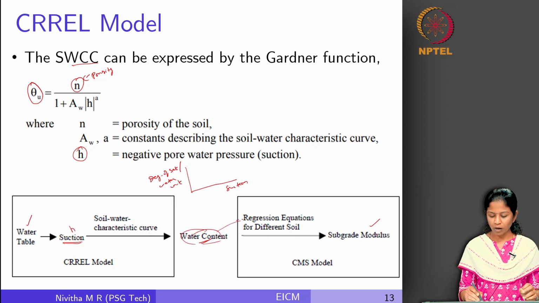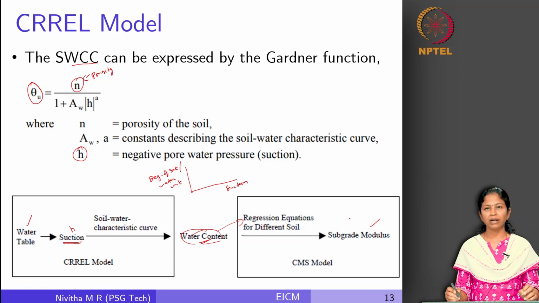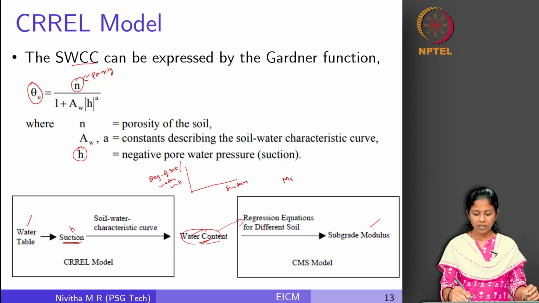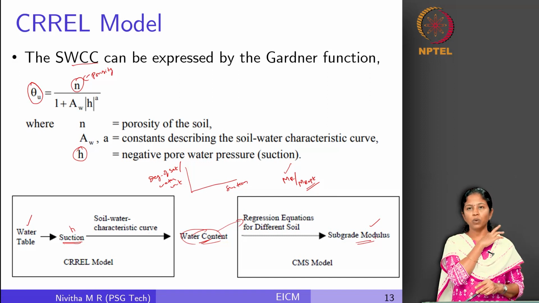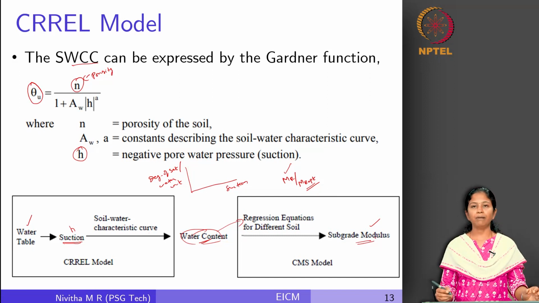Now, once we know the water content, we use it in different regression equations. One regression equation is what we saw in the previous lecture between MR and MR optimum, right. So, once we have MR optimum and know the water content in the soil, we will be able to calculate MR. That is how the subgrade modulus is calculated for different water table effects. So, this is one small illustration of how the models work in computation of the modulus parameters that we are interested in.